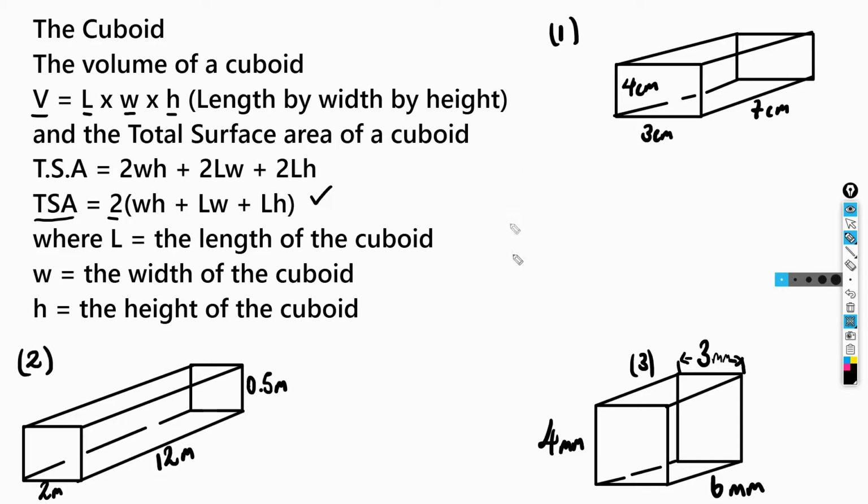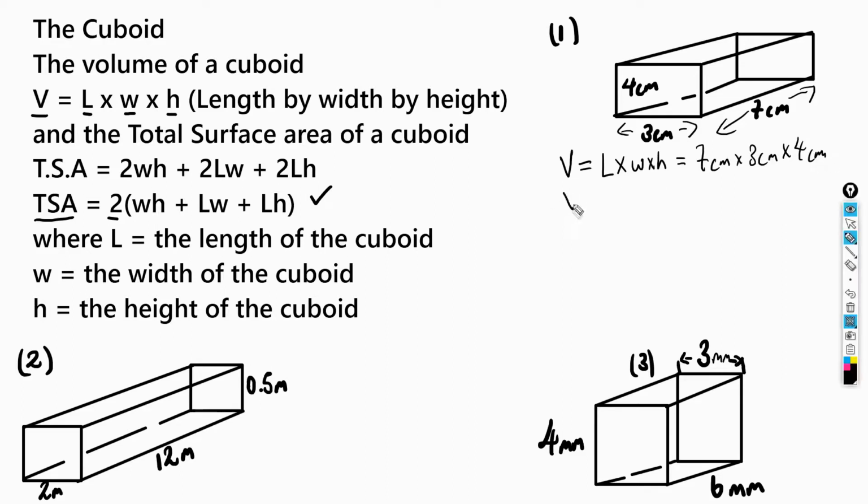So we'll have 3 examples now, and we're going to find the volume and the total surface area of these 3 cuboids. Okay. Right, so for the first one here, the volume is equal to the length times the width times the height, right? Which in this case, the length is 7 centimeters, right? We can see that distance there. The width is 3 centimeters, and the height is 4 centimeters, all right? So we're gonna end up with 7 centimeters times 3 centimeters times 4 centimeters.